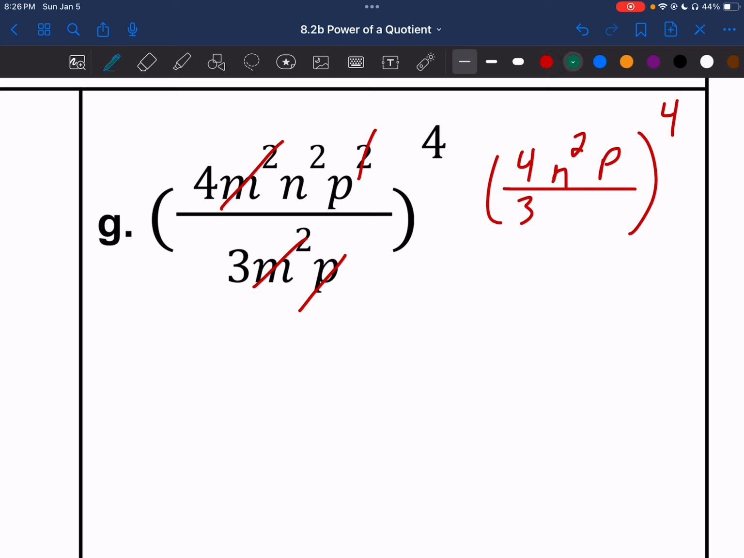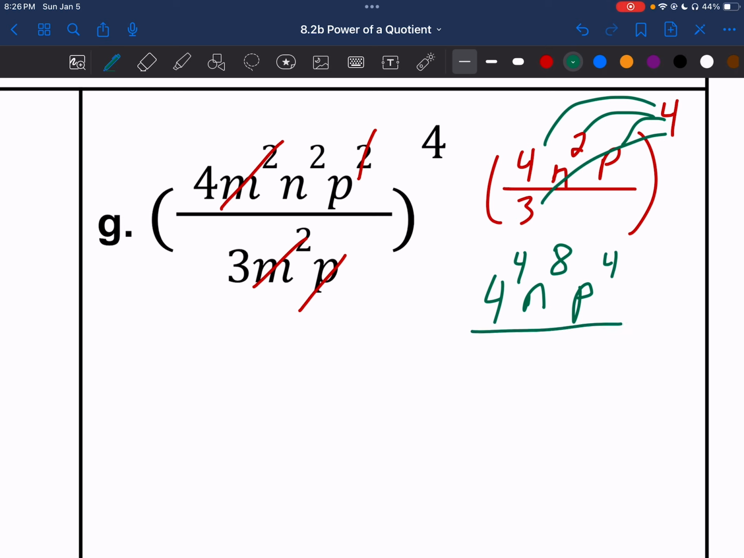All right, now we apply power rule, and we multiply it by the exponents of all 4 of our pieces. So we get 4 to the 4th power. We have n to the 8th power. We have p to the 4th power over 3 to the 4th power. And when we do that math, 4 to the 4th power is 256. N to the 8th, p to the 4th, over 3 to the 4th is 81.